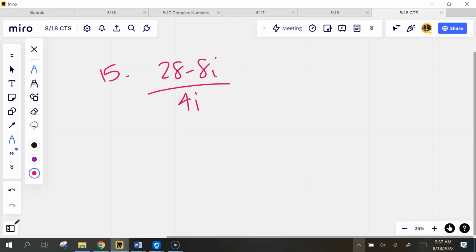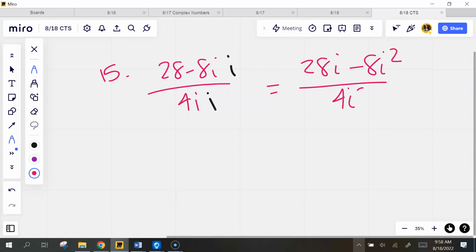All right, so I have to decide, am I dividing by imaginary or am I dividing by complex? Imaginary. If I'm dividing by imaginary, then I multiply the top and the bottom by i. Just i. So this becomes 28i minus 8i squared, because of course it does distribute, divided by 4i squared.